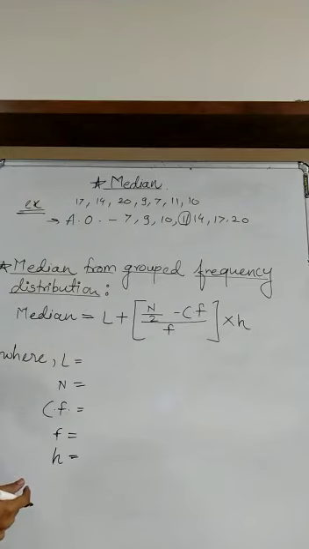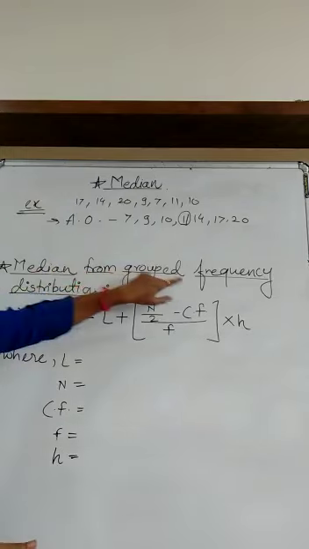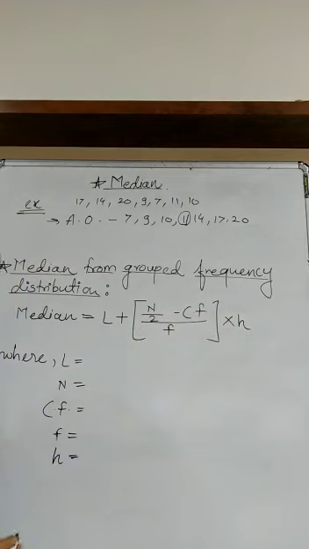Now after this we are going to see the median from a grouped frequency distribution, when we have to find the median of the grouped frequency distribution. For that we have this formula. Let us get introduced to this formula. The formula is: median is equal to L plus, in bracket, n by 2 minus cumulative frequency by f, whole bracket, multiplied by h.